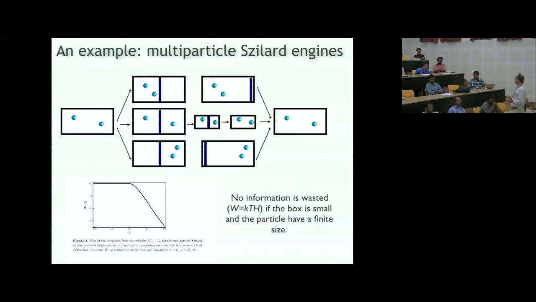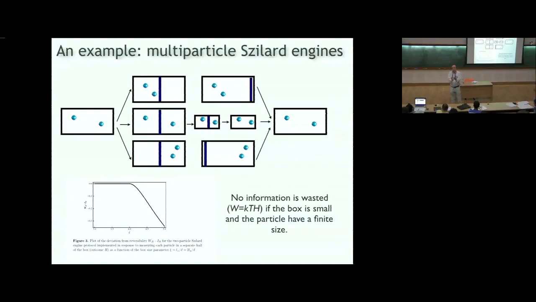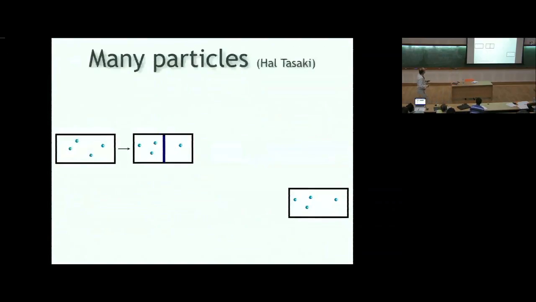But the final thing has a lot of, I don't know if a lot of application, but it has a real application: I have a measurement, I have a system, I have some information I gather from the system. How can I use this information to extract work? Hal Tasaki proposed another possibility: I have many particles and the Szilard engine. So how can I extract the work from here?